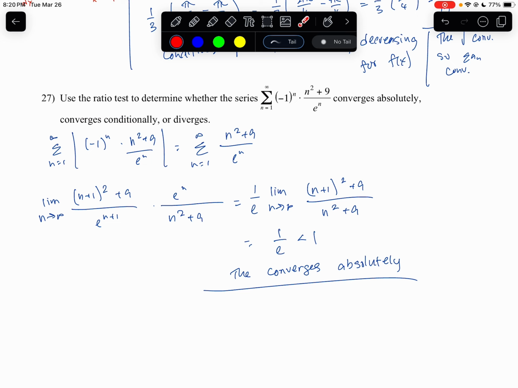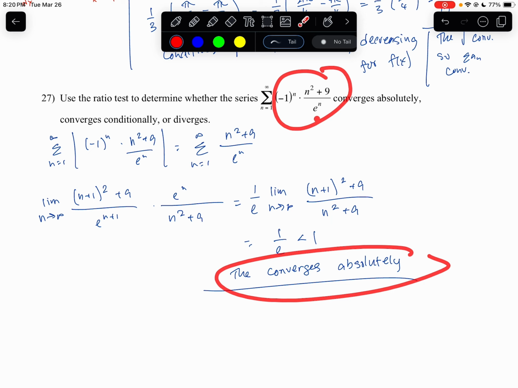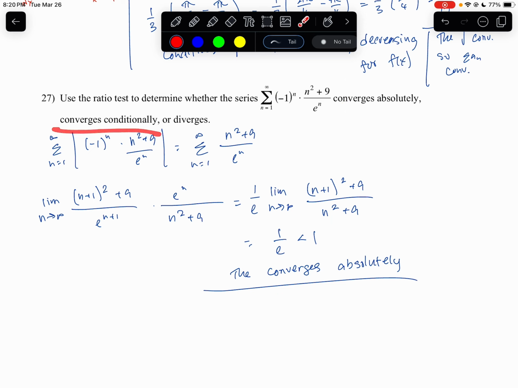If this ended up being divergent, but I could still show that this one converges by using the alternating series test, then it would converge conditionally.